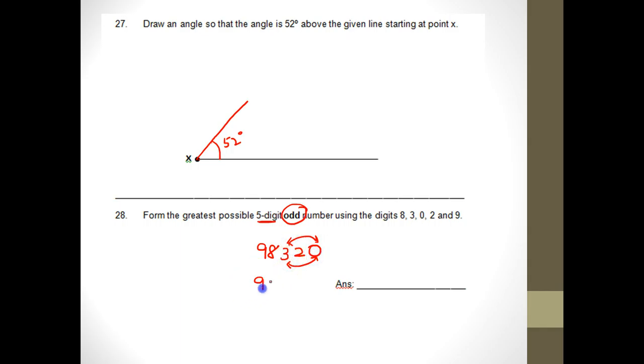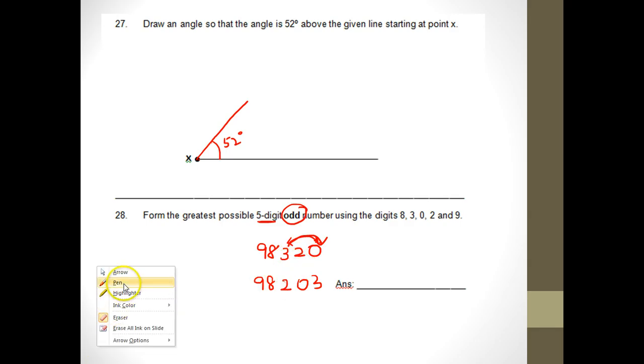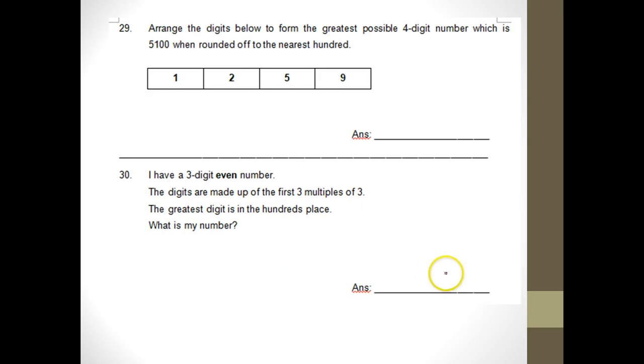So it's 9, 8, 2, 0, 3. I need to bring this to the back. I'm sorry, you don't exchange this. So I need to bring the 3 to the back. So I move the numbers this way. So it's 98,203.